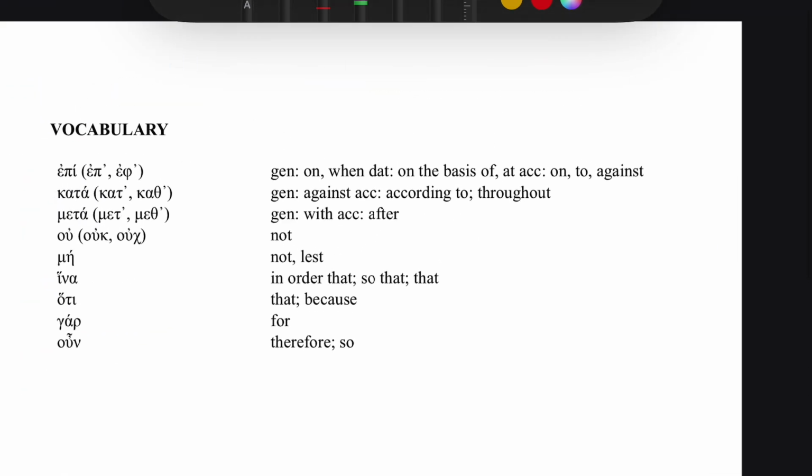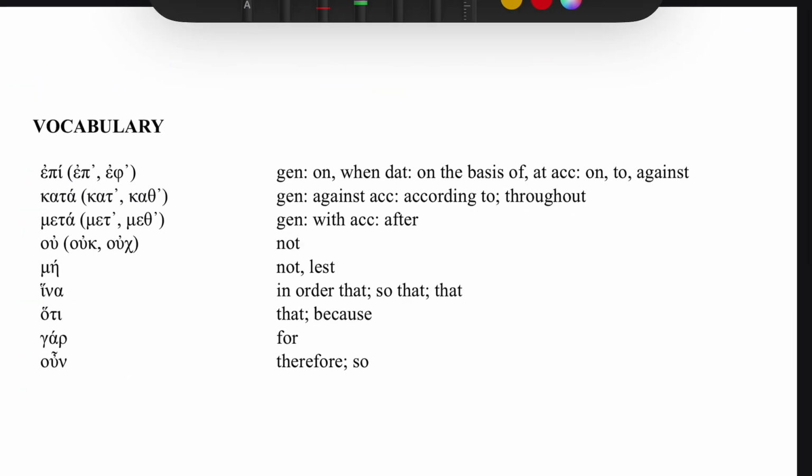Let's briefly go through the vocabulary for this section. A couple more prepositions, which relates to our last section. We have epi, might also show up as ep or eph, depending on how that elision interacts with other words nearby it. In the genitive, it means on or when. In the dative, it means on the basis of or at. And in the accusative, it means on, to, or against.